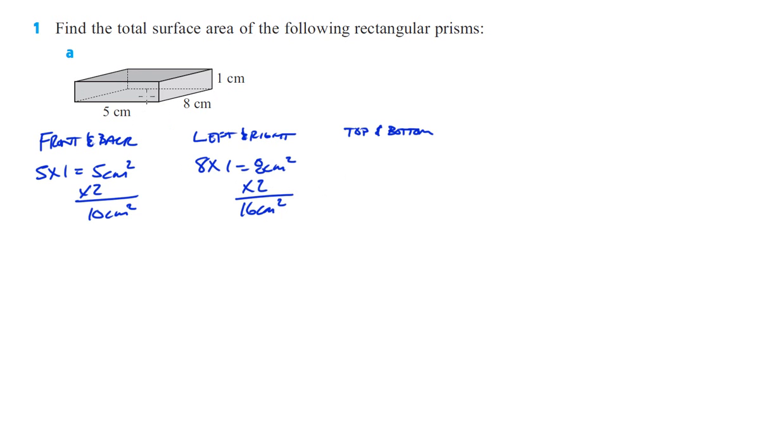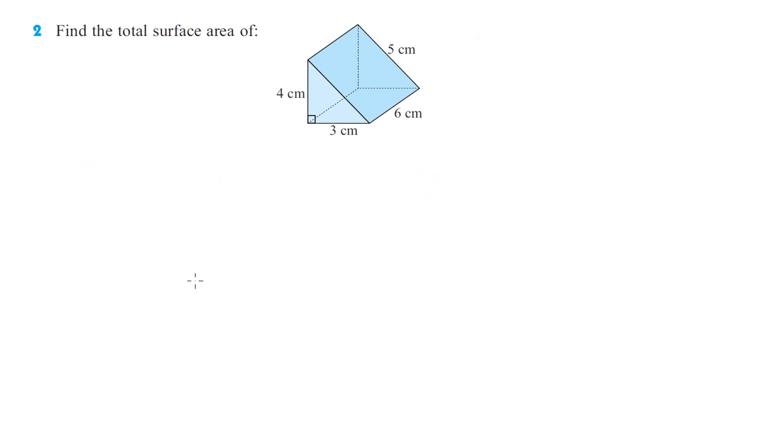And then the top and the bottom, so let's see, the top is 5 by 8. So that gives us 40 centimeters squared, but again we got 2 of those, so that's 80 square centimeters, and then we just add them all up. So 80, 90, 106 centimeters squared. Alright? Okay, let's move on to number 2.